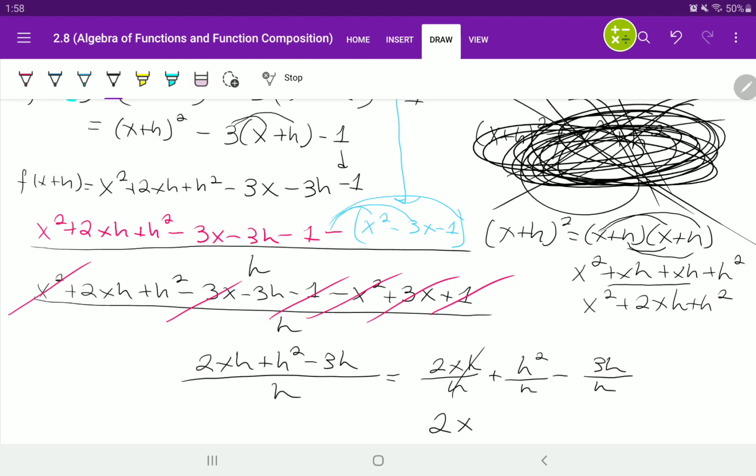If I simplify 1h in my denominator, I simplify 1h in my numerator, which is plus h to the first power. And once again, my h is simplified, which is just minus 3. And this is the answer to my difference quotient.